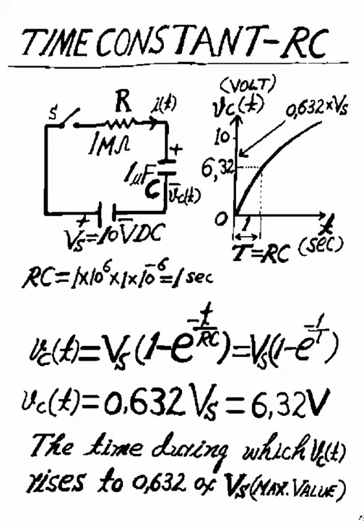So we can define the time constant as the time during which VC(t), the voltage across capacitor C, rises to 0.632 of Vs. Here Vs is 10 volt, the maximum value of the capacitor voltage VC(t).